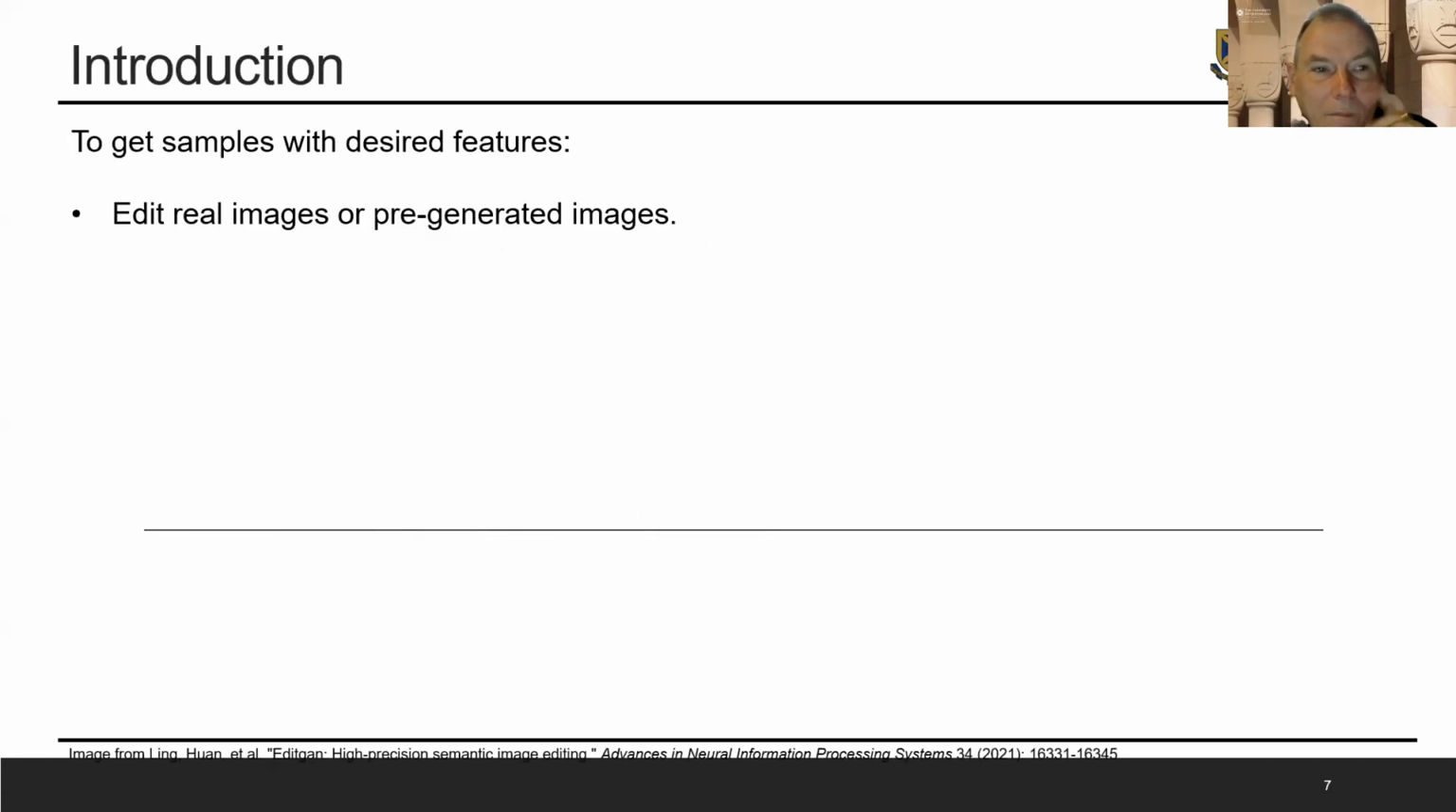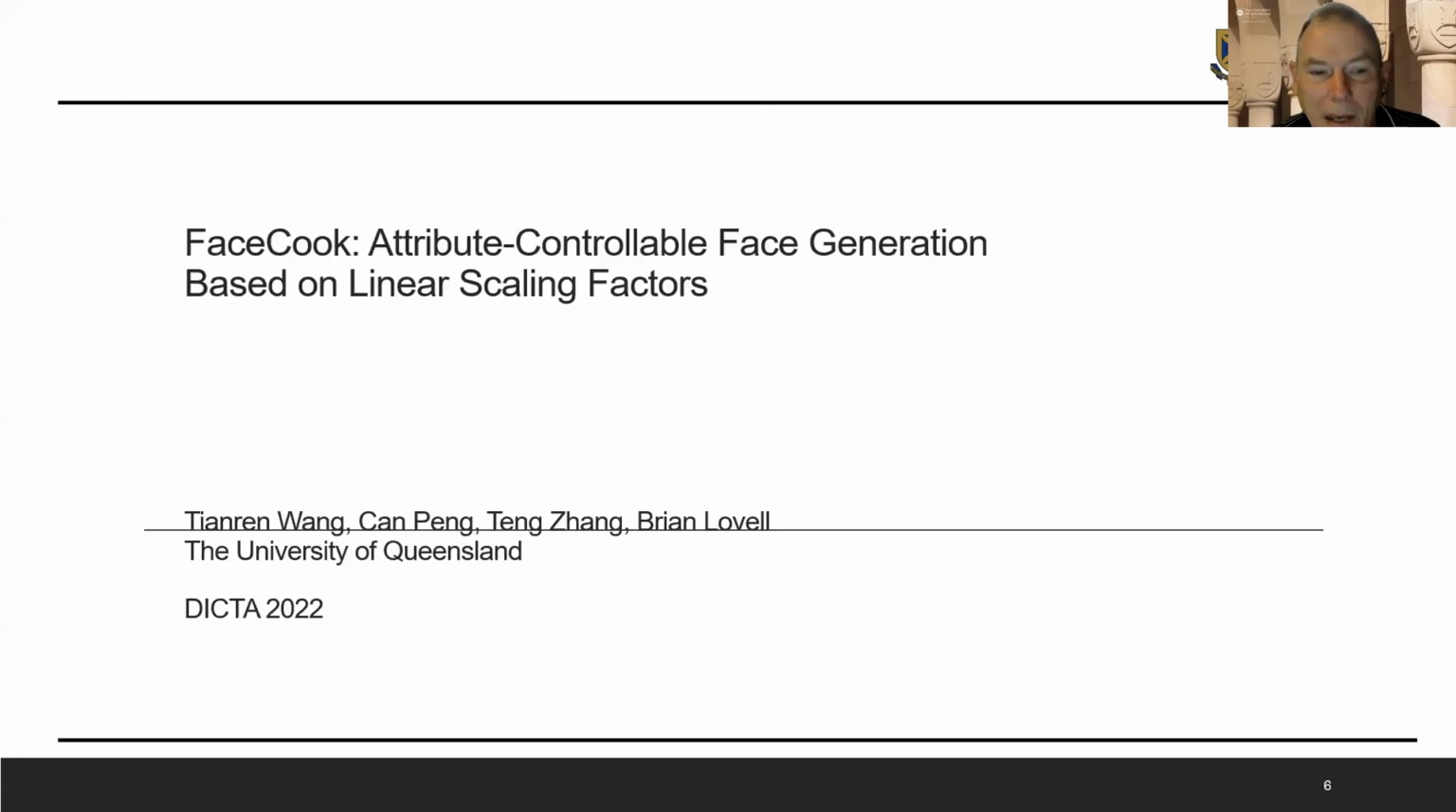Okay, so we're doing some work here, and this is a paper we just published last week or something like that. And this is FaceCook, which is attribute controllable face generation based on linear scaling factors. FaceCook is a play on the word Facebook. And so what we're doing here is we're cooking up faces, so synthesizing faces to order. We can have a list of words and then generate a face that matches those attributes or words. Why do we want this?